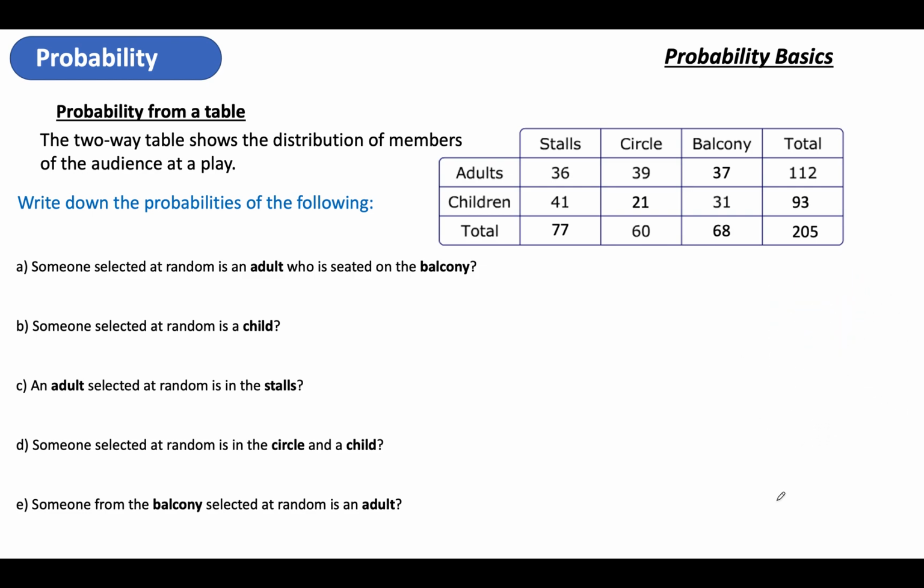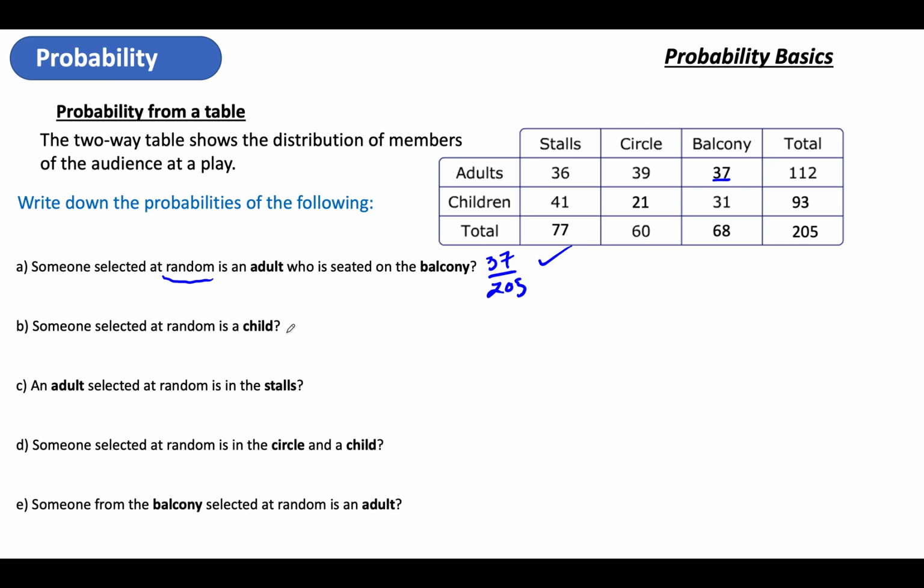Okay, we've unpaused. Let's have a look. Have we got any conditions here? Someone selected at random is an adult who is seated on the balcony. So someone selected at random, just someone. So we know it's out of 205. No condition there. An adult on the balcony. Adult's balcony, that's 37. So it's 37 out of 205. Well done if you got that.